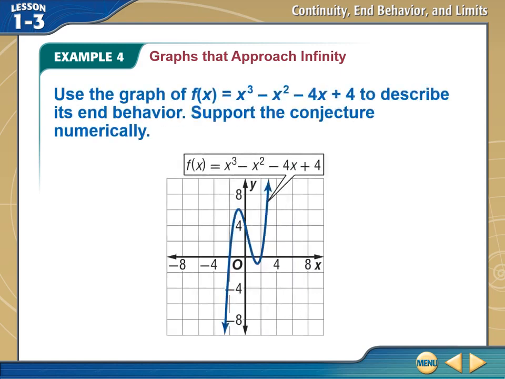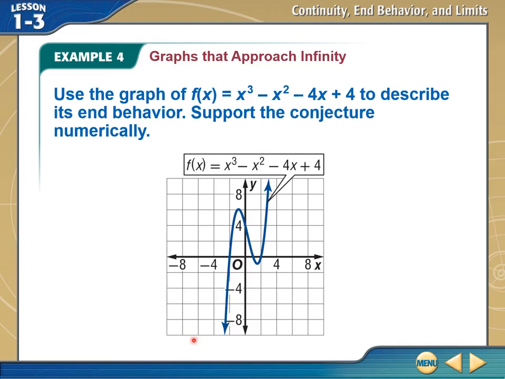Example 4, graphs that approach infinity. The question says, use the graph of f of x equals x cubed minus x squared minus 4x plus 4 to describe its end behavior. And we need to support the conjecture numerically. So what will we do?